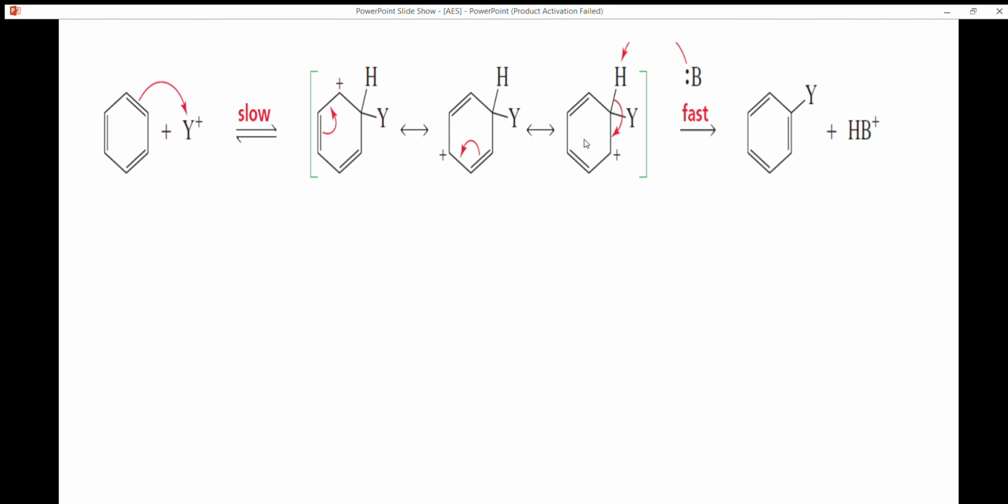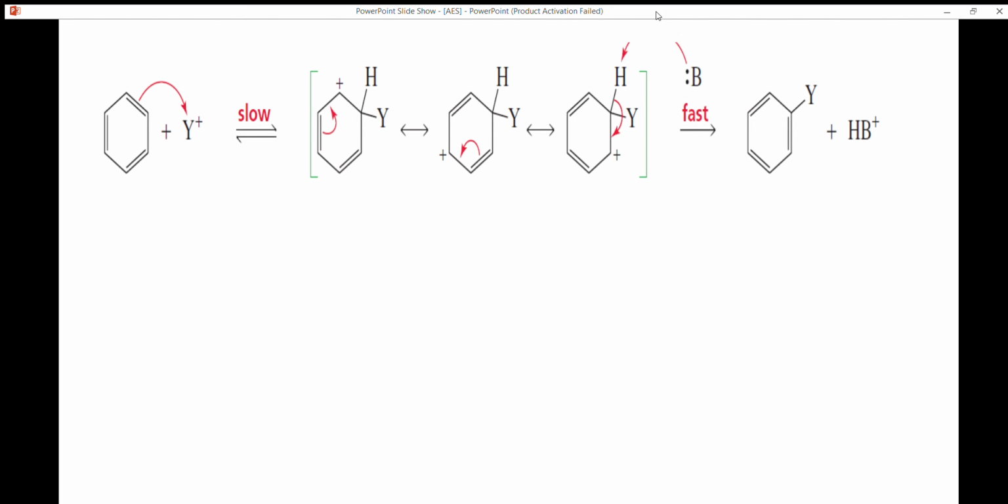So once the intermediate is generated, you need to get a stable product. For that you need to get another pair of pi electrons in the benzene system. So what will happen, the system will lose this particular proton, and these pair of electrons can be migrated towards your benzene system.